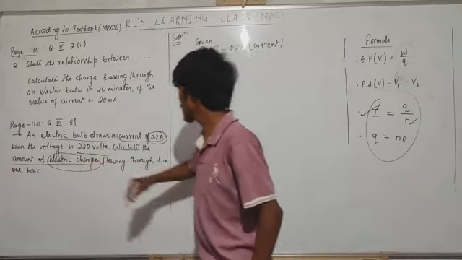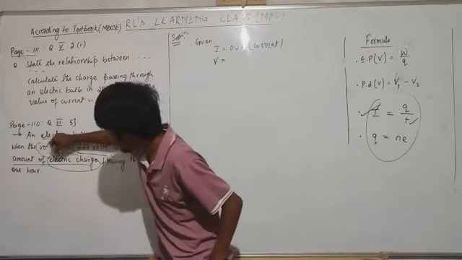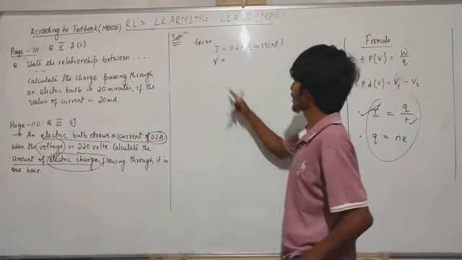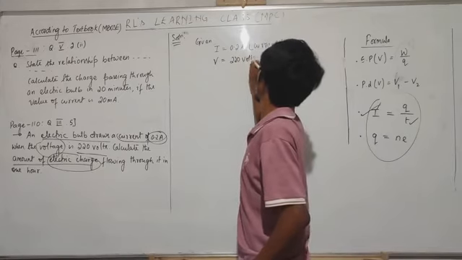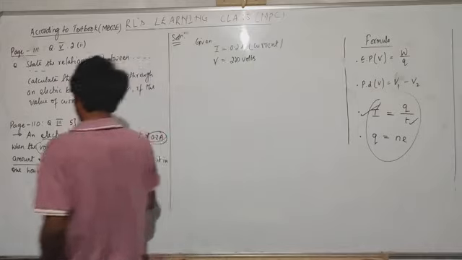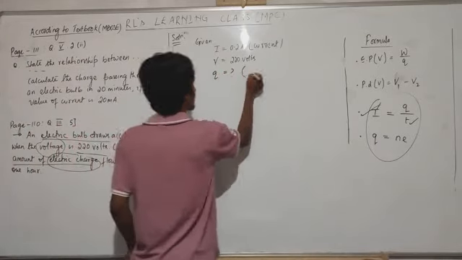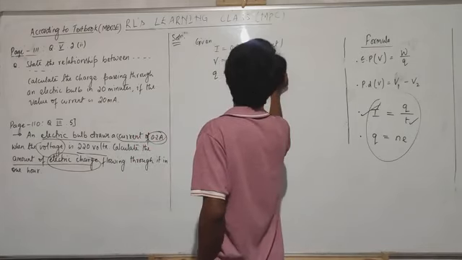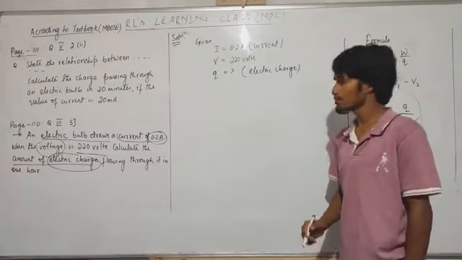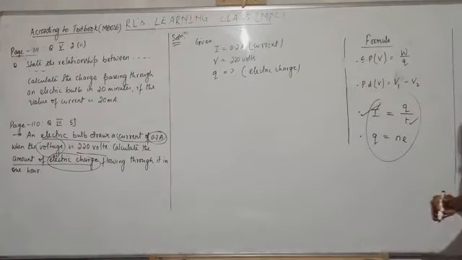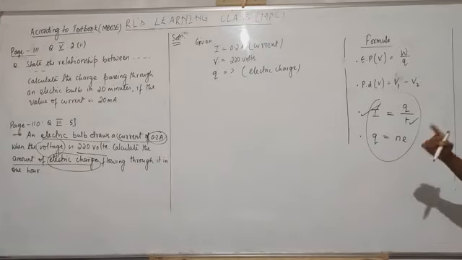And then the voltage is 220 volt. Voltage means electric potential, and that will be V. Then calculate the amount of electric charge. Then we need to find Q, the electric charge. Okay, now the electric potential is given. Now which formula do we have to use here? This is a direct formula.